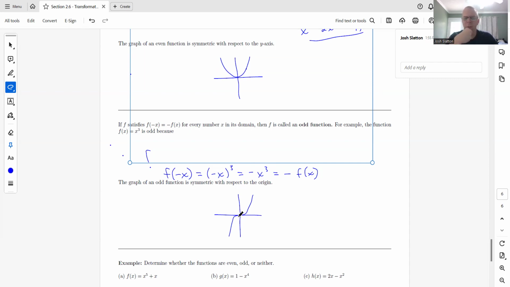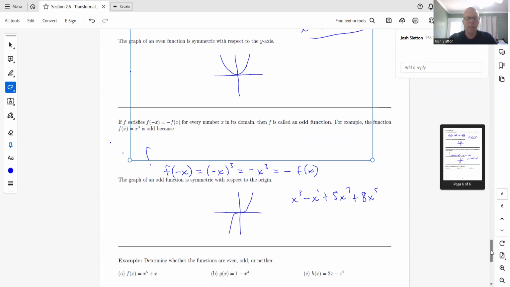At least any continuous odd function. Maybe you could come up with one that's not continuous, but we're not going to worry about that. So the graph of an odd function is symmetric with respect to the origin. And like the even functions, as long as all the exponents in a polynomial are odd, it is going to be an odd function. And it doesn't matter what the coefficients are. So this would be an odd function because all of these exponents are odd.